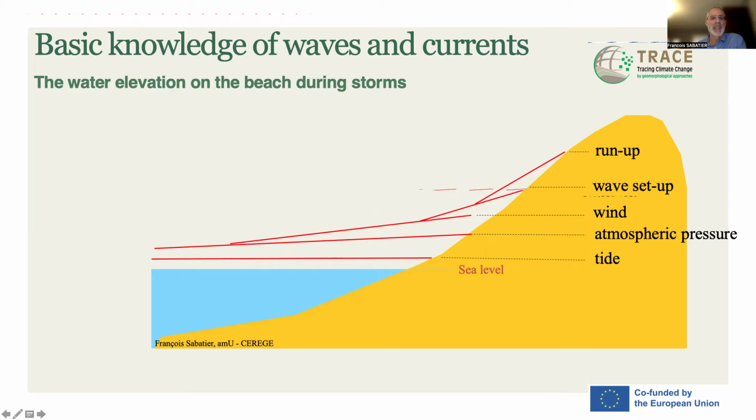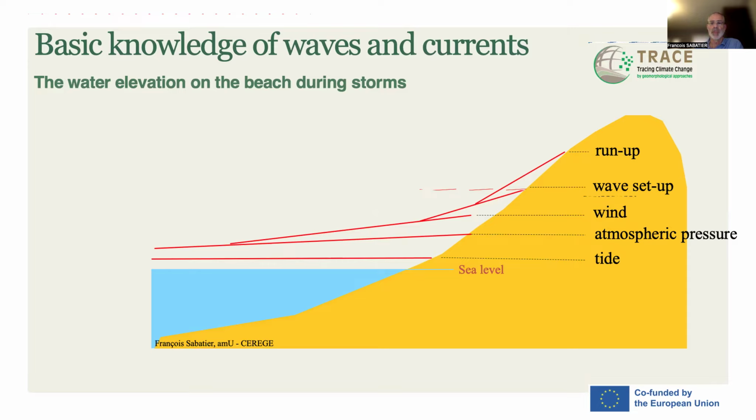So on this graph, this is the beach and this is the dune. And you see that there are several influences that define the water elevation during a storm, which is here. This is the sea level. First, the tide. The range of the tide in the Mediterranean Sea can be 10, 20, 30 centimeters, sometimes 1 meter in the north of the Adriatic, for example, or in Tunisia, but it's not so common.